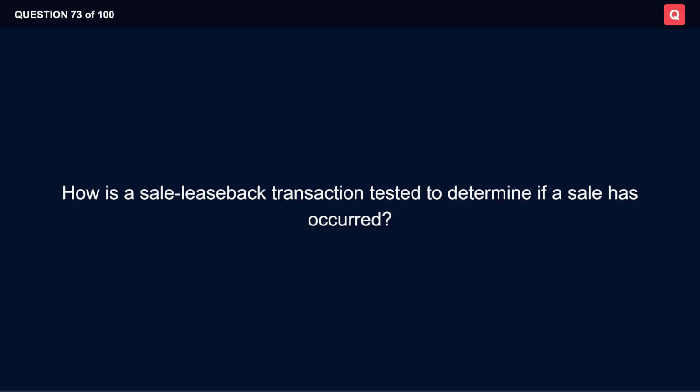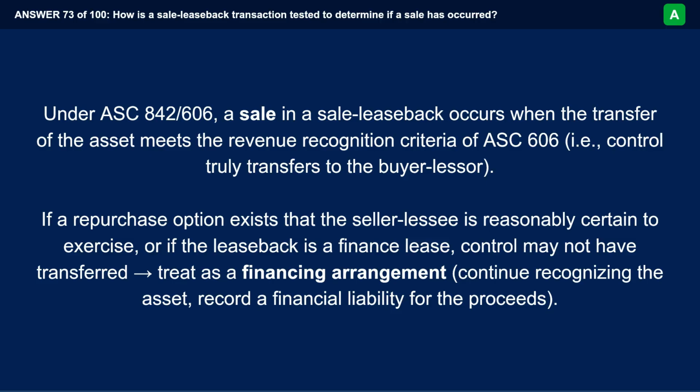How is a sale-leaseback transaction tested to determine if a sale has occurred? Under ASC 842/606, a sale in a sale-leaseback occurs when the transfer of the asset meets the revenue recognition criteria of ASC 606. That is, control truly transfers to the buyer-lessor. If a repurchase option exists that the seller-lessee is reasonably certain to exercise, or if the leaseback is a finance lease, control may not have transferred. Treat as a financing arrangement, continue recognizing the asset, and record a financial liability for the proceeds.